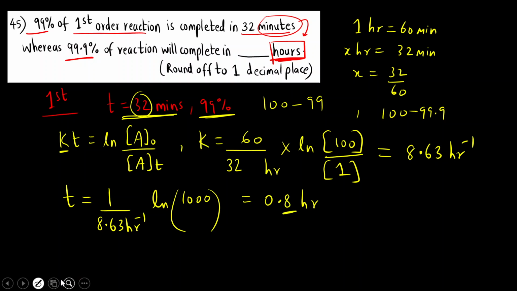Up to 1 decimal place, so you will put the value as 0.8. 1 decimal place means after the decimal. The decimal is this point. After the point there should be 1 digit.